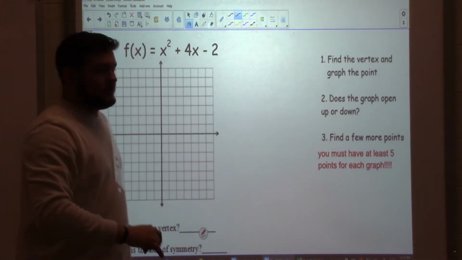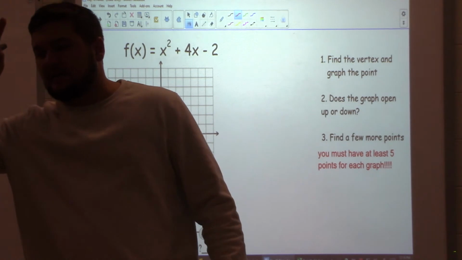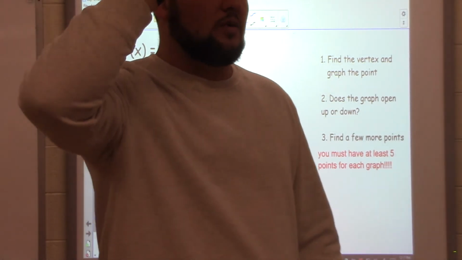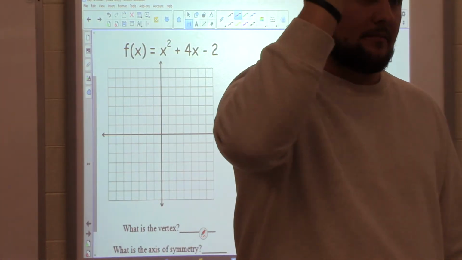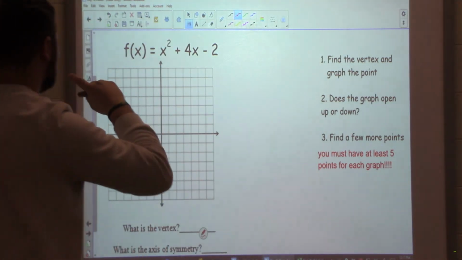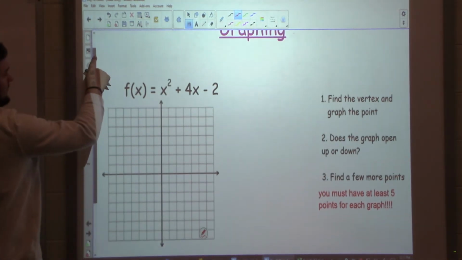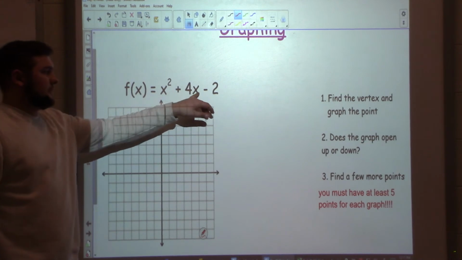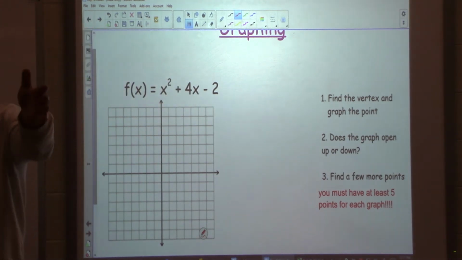Okay, so we're going to do 2 graphing problems. I think there's 4 on there. We're going to do 2 of them. 1 of each. 1 standard form, 1 vertex form. Okay? The first one's in standard form. Right? We notice x squared plus 4x minus 2. ax squared plus bx plus c. First thing I want to do is find the vertex.